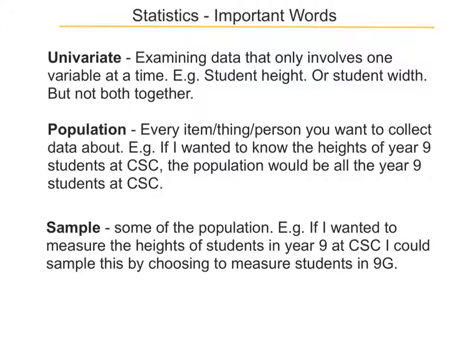In this video we're looking at some important words for statistics. Univariate. That means examining data that only involves one variable at a time. For example, student height. Or it could be student width. But we wouldn't be looking at both of those together.